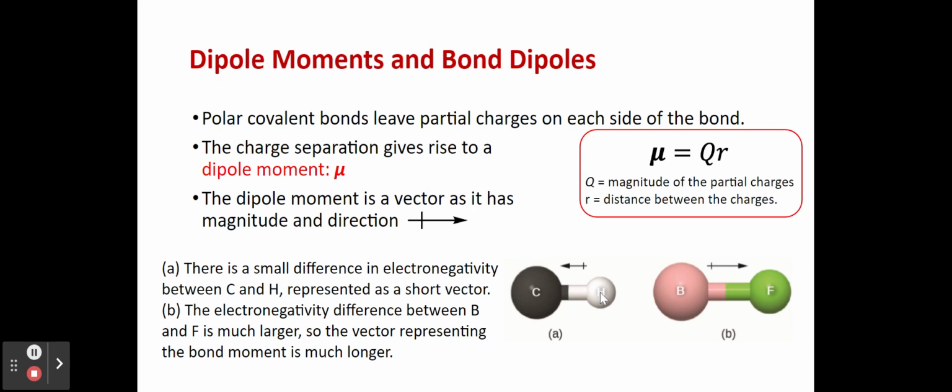which would be the partial positive region. Now, if we were to look at the size, the magnitude of this arrow compared to this arrow is much bigger. And the reason is when we look at this polar covalent bond, fluorine is more electronegative than boron. So the electrons are getting pulled closer to the fluorine. And because there's a bigger difference in electronegativity, the magnitude of the dipole moment is going to be greater. So the arrow is going to be longer.